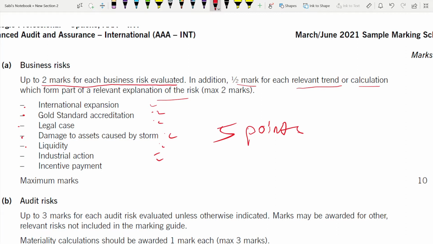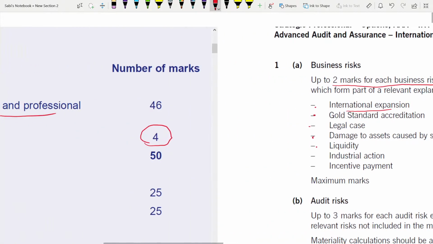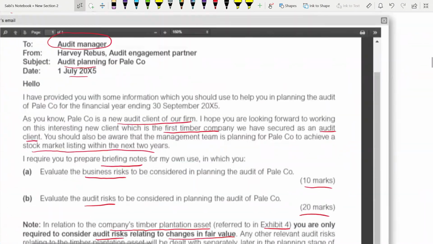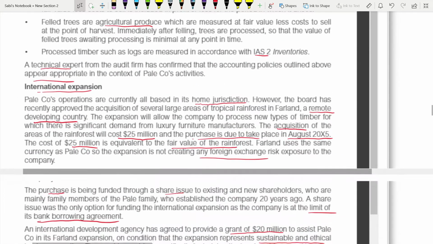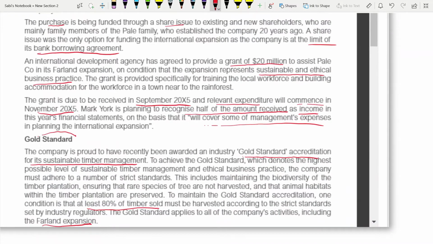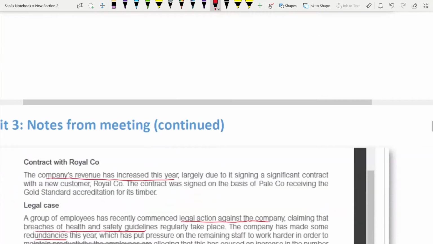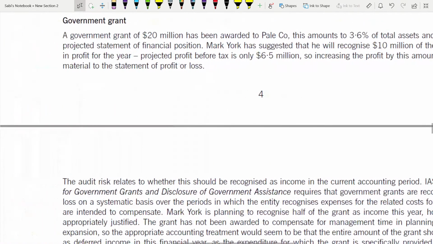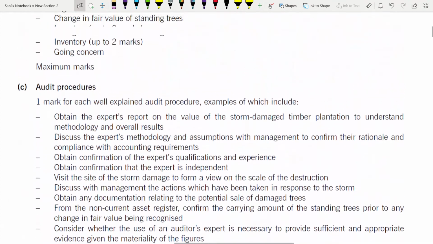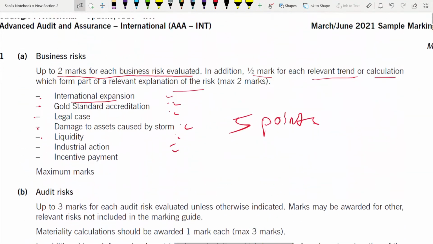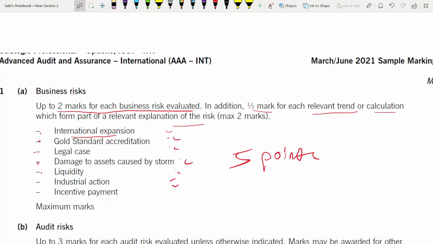So if you see the business risks, one is international expansion. For the subheadings, let us go to exhibit 3, because exhibit 3 gives you most of the risks. Notes from meeting. You can even take words from here for the subheadings. One is gold standard, the other one is international expansion. Then we have legal case, contract, all those things you can pick up. Picking up is very important. How you pick up the answer is very important. You can write beautifully, that's not a problem, but you should first know what points to write about. If you don't know the points, what's the use of writing beautifully the wrong things?